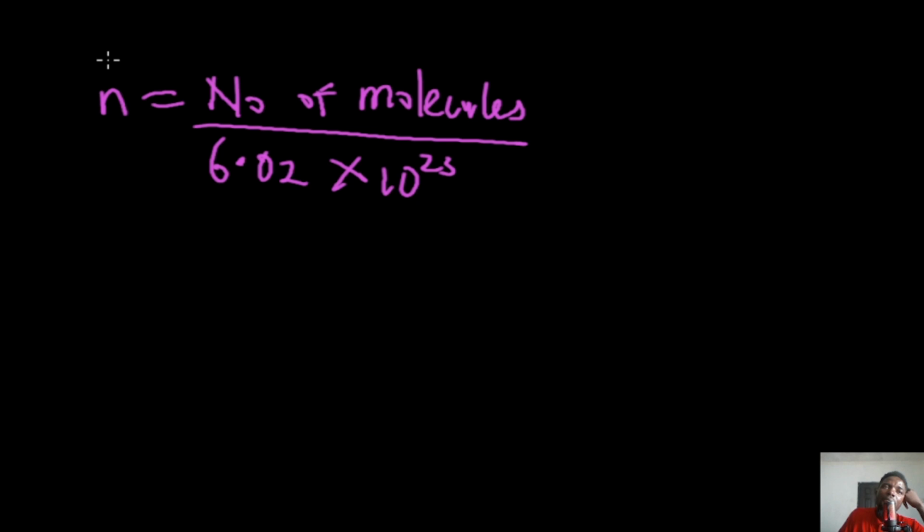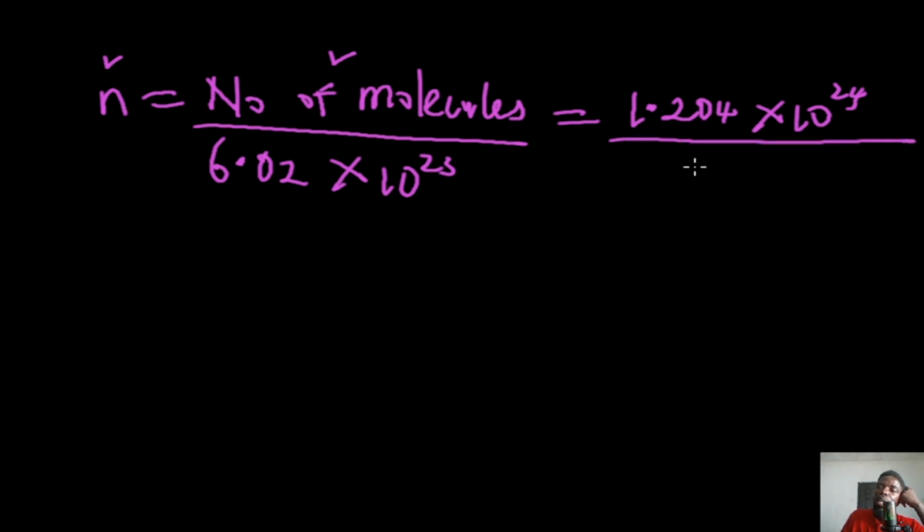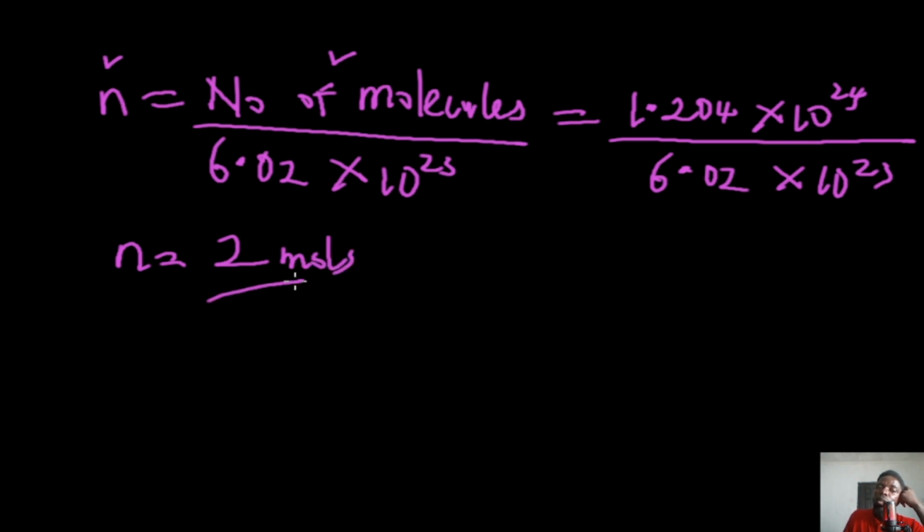Now, remember we are asked to find the number of moles. We don't know that, but we are given the number of molecules, and that number of molecules is 1.204 times 10 raised to the power 24. Dividing this by 6.02 times 10 raised to the power 23, you find out that the number of moles would now be given as 2 moles. You can use your calculator or you just use your head. Basically, you are going to get 2 moles. So you have that this is the answer.